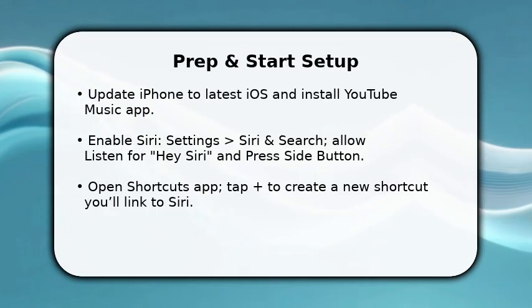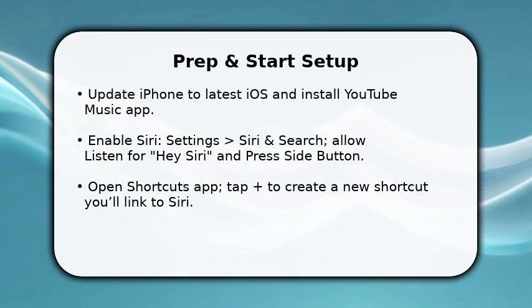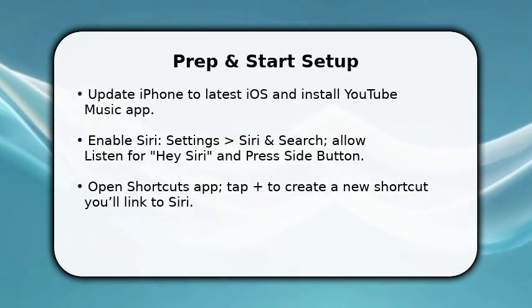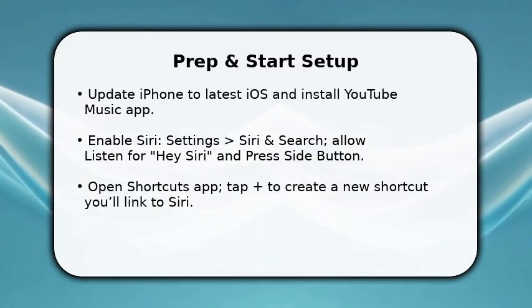Open Shortcuts and tap the plus to create a new shortcut. This is the first actionable step. You're not changing system defaults here, you're building a Siri-triggered routine that sends music requests to YouTube Music.